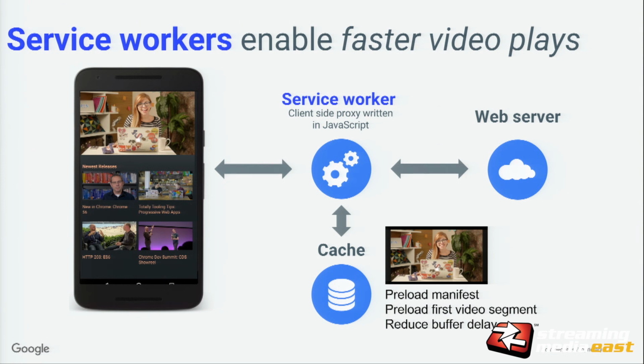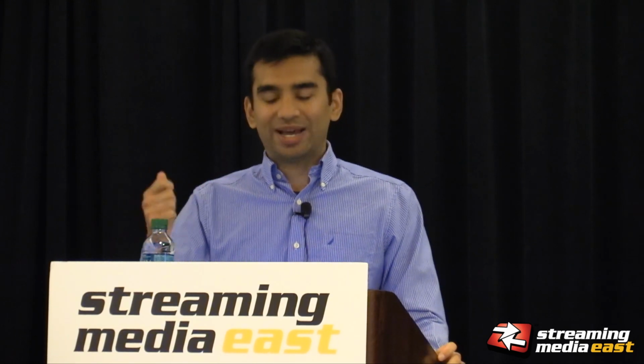So for instance, if you have a video that is a large banner video on a page and you expect the user is likely to click on it, you can pre-cache the manifest as well as the first segment of the video such that when they hit play, it plays back instantly.